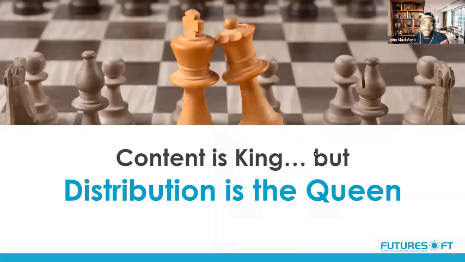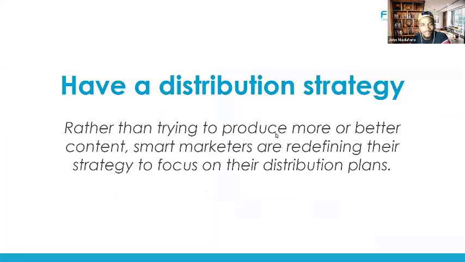Now, content is still king. Like I said when we started, content is king, but distribution is the queen. And if you play chess, you know how strong the queen is in the game of chess. When it comes to digital marketing and strategy, you realize that it's more like a game of chess than a straightforward, go on digital platforms and just create content kind of thing.